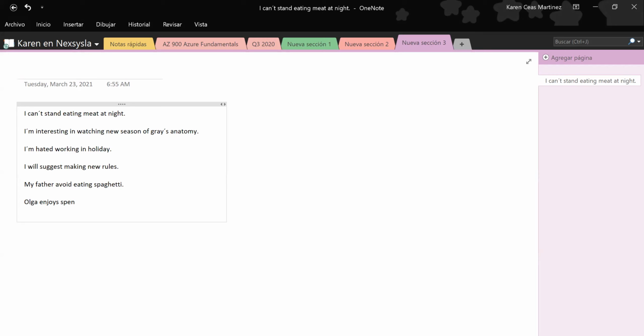Okay, the verbs in present, teacher, the verbs is regular forms. Yes, you need to conjugate verbs. That's why you can make sentences in the past, in the present, or in the future. You see? Look, you have an example in the future here. I will suggest, that's good. My father, this is present, it needs an S. My father avoids. You need to conjugate verbs all the time. Keep on working.